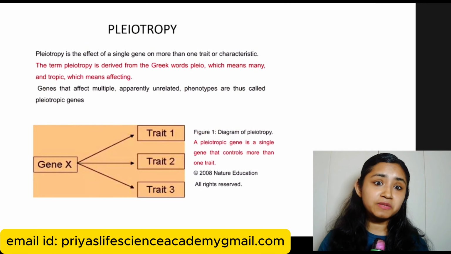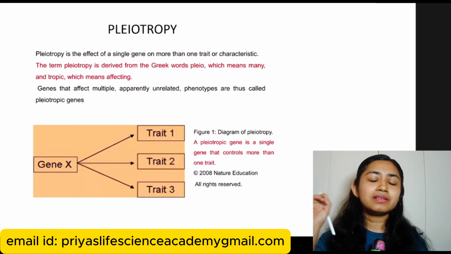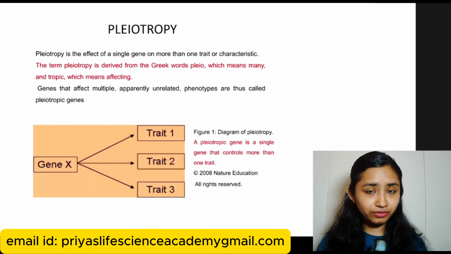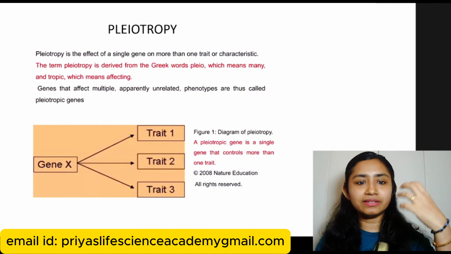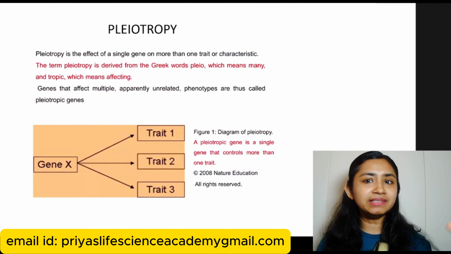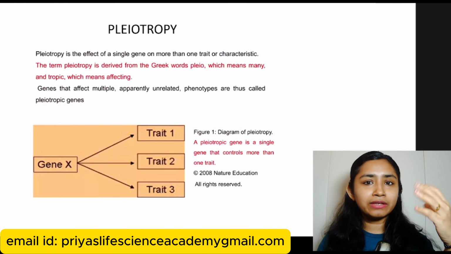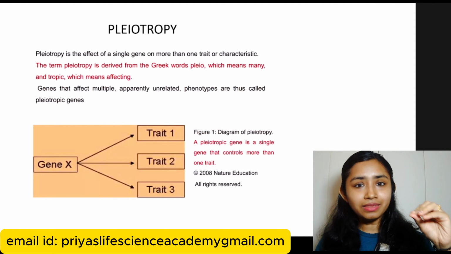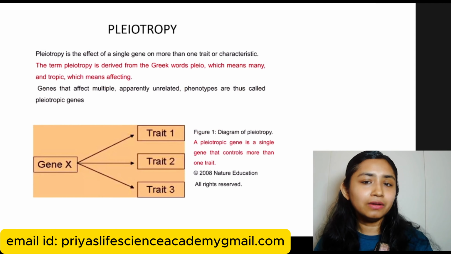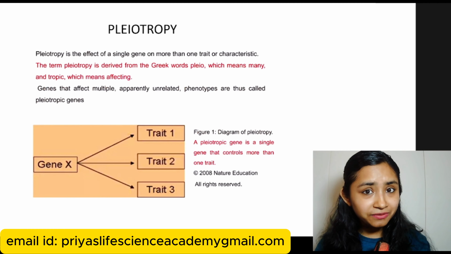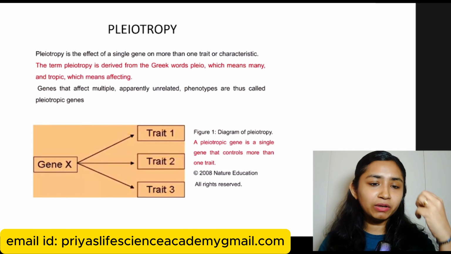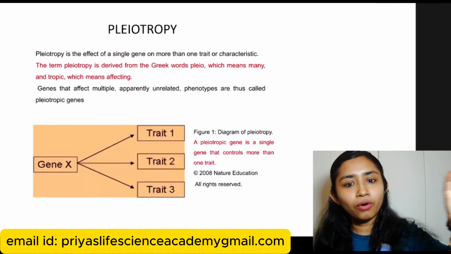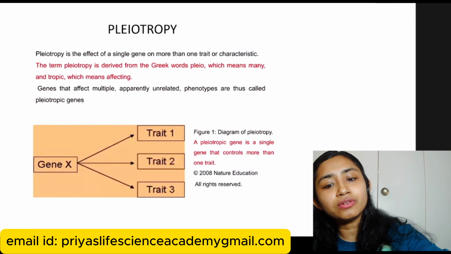So the first one is pleiotropy, and these topics are very simple to understand if you listen carefully to my words. So what is pleiotropy? As the name suggests, pleo means multiple and tropy means characters. When a gene is responsible for more than one characteristic feature, this phenomenon is known as pleiotropy. So pleiotropy is the effect of a single gene on more than one trait or characteristic.